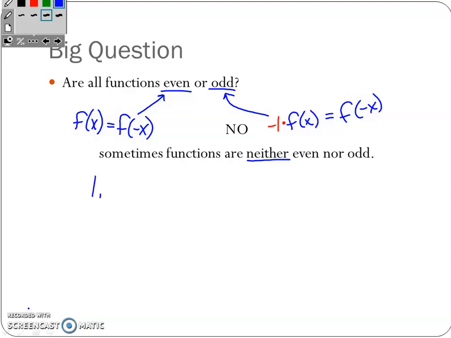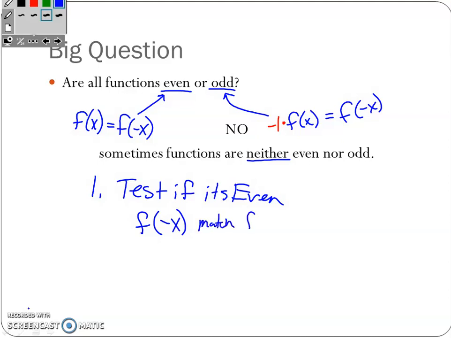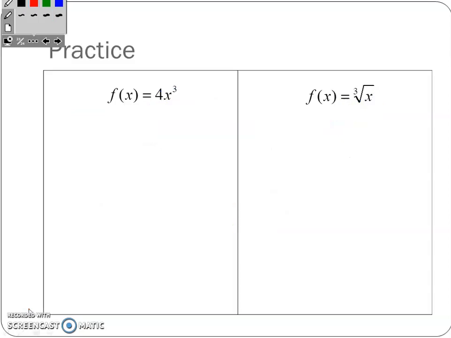Essentially, your first step is to test if it's even. And the way that we do that is we're going to look at f of negative x. Okay? If f of negative x matches f of x, we're going to essentially plug in negative x to our function. And if it matches f of x, then boom, it's even, you're done, you don't have to do anything else. Okay? So if I look on this next one here, let's go to the next page. Let's look at this one here.